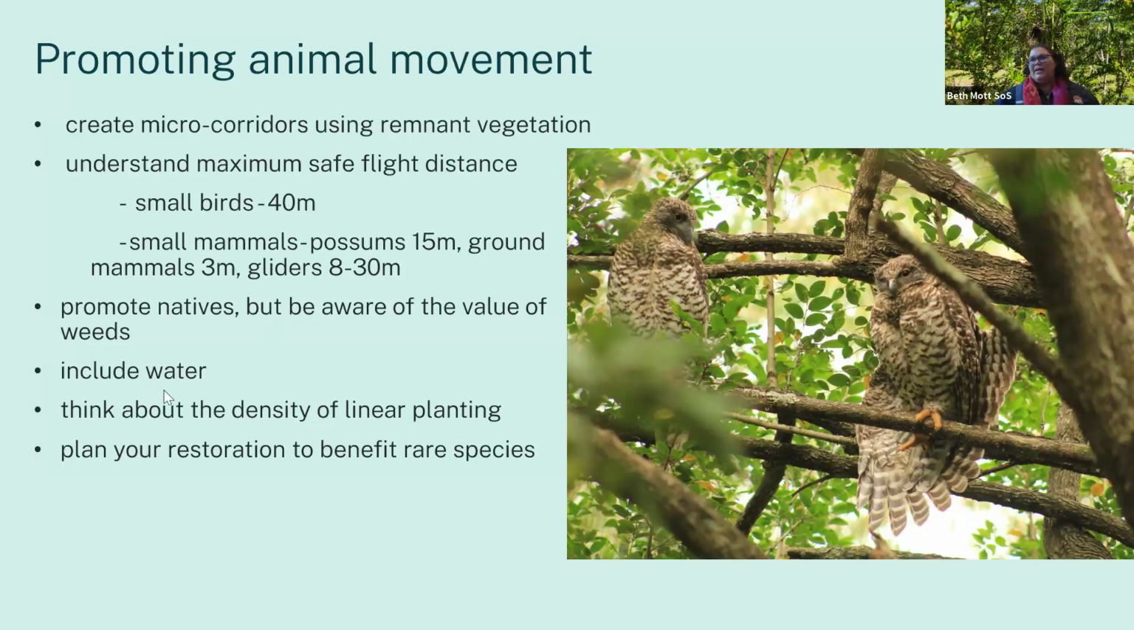Water is a huge part of promoting or bringing animals in from remnant patches into restored patches, and I'll talk more about that in a minute. And really what we need to do is think about how wide we might want our planting to be. So anything that's narrower than about 15 metres might be quite okay as a movement corridor when we're thinking about something like possums.